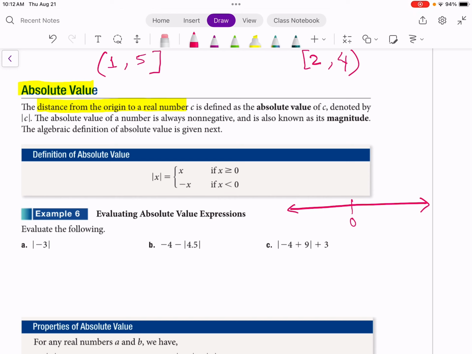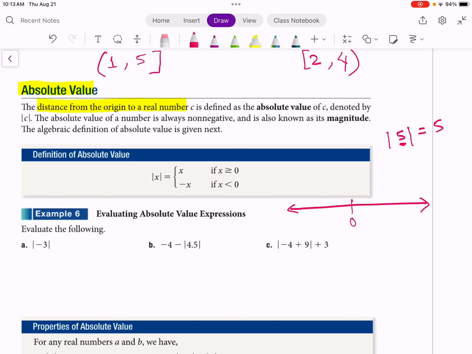So if you are asked to find the absolute value of 5, what does it mean? We are trying to find the distance of the number 5 from 0. And what is that distance of 5 from 0 on a number line? That is 5, right? So the absolute value of 5 is 5.